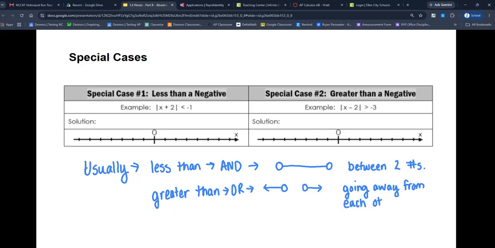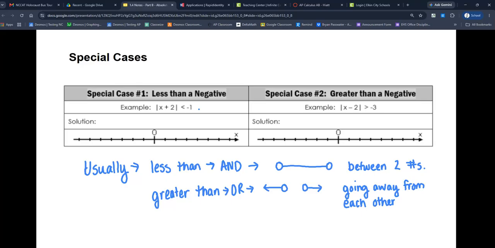It's not the best mathematical language, but I think we understand what that means. You've got those arrows pointing in opposite directions, right? Okay, this is what usually happens, but there are two exceptions. The first exception is that you have a number that is less than a negative number. So we've got absolute value of x plus 2 is less than negative 1.